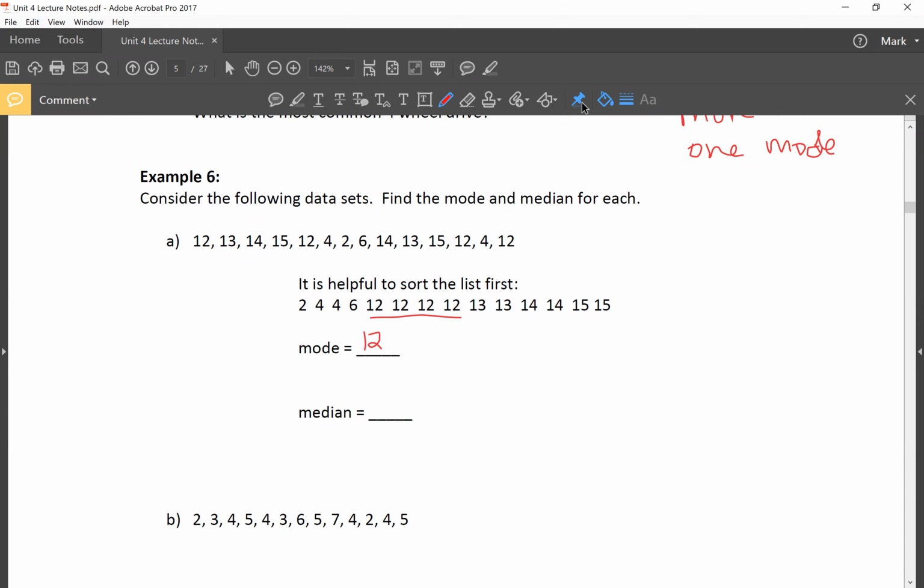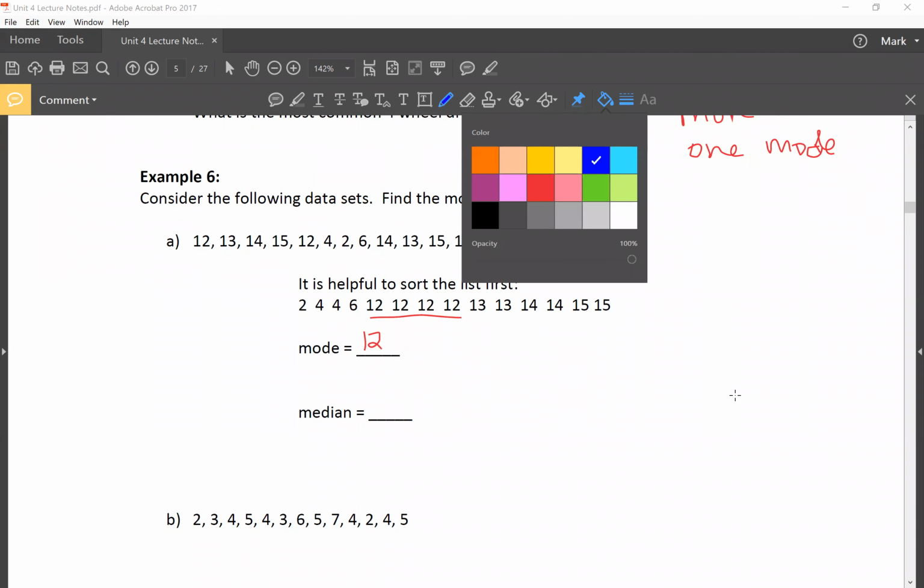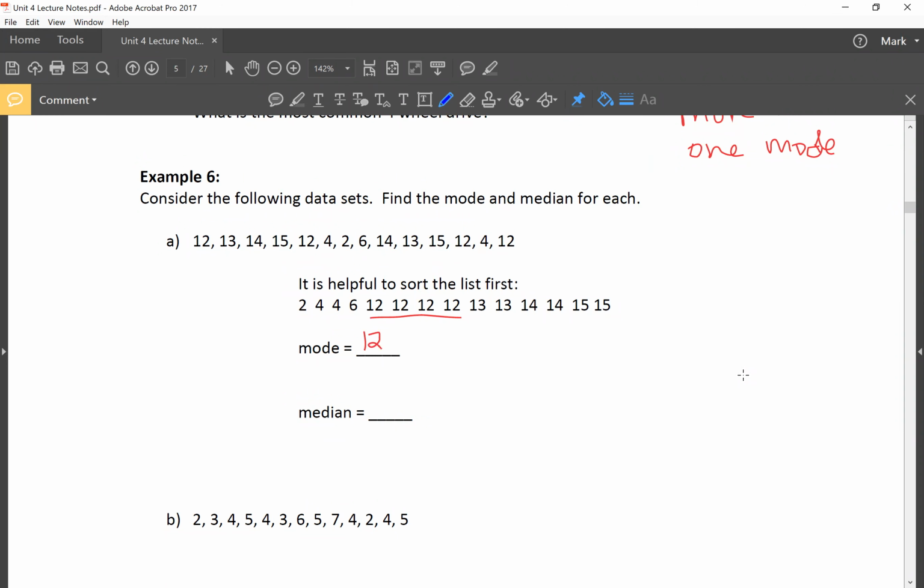And we just write it down once. We don't do a calculation. I don't add them together. I don't find the average. I just write the number that appears the most.